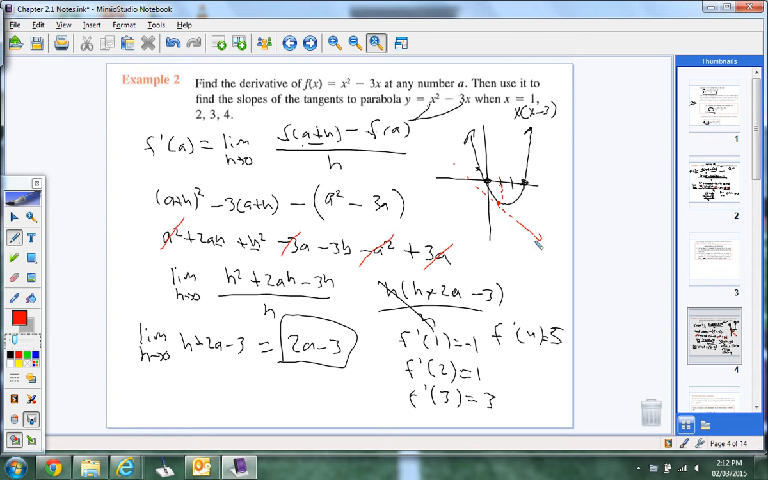And then if I hit 2, now it's turned. So now it's going through it in a positive direction. So now it's a positive 1. And then if I hit 3, it goes through it even steeper. And then 4 would be way up here, even steeper at 5. So it's a good illustration of how that tangent line rotates around the parabola in terms of its slopes. Okay, does that make sense?